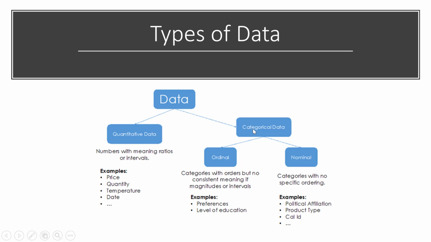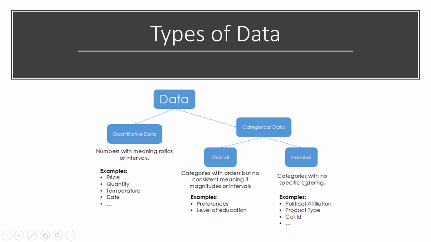On the categorical side, there are two types of data: ordinal data and nominal data. Ordinal data means categories with order, but no consistent meaning of magnitudes and intervals. For example, if you're asked to rate this movie from 1 to 10, you might say 10, but is the difference between 10 and 9 the same as between 9 and 8? No. We don't really think like that. We just give a number, and we don't try to compare those things. But there is some order. There's a label, at least. That's an order. For example, preferences, level of education, and so on.